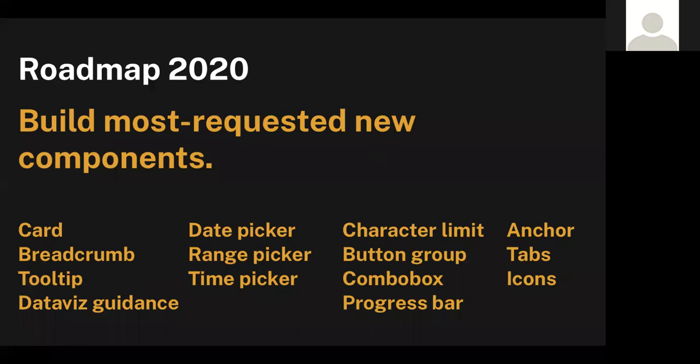So some of the things on our list right now: card, breadcrumb, tooltip, data visualization guidance, date picker, range picker, time pickers, all the pickers, character limit for fields, button groups, combo box, progress bar, working on that anchor, which we've seen from Digitalgov, working on tabs and icons. There are some more things on the list too, but these are the first priority things right now.